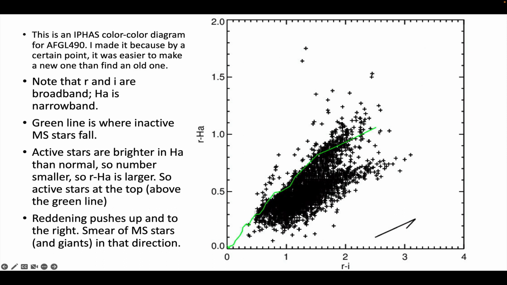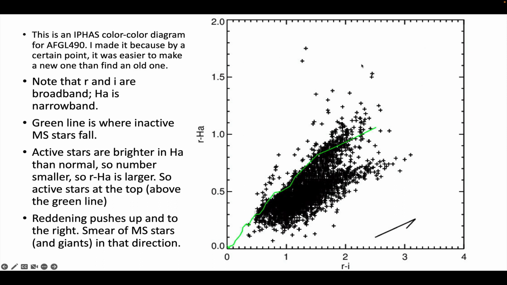The green line is where the inactive main sequence stars fall. These are all the stars in the field for a different NITARP team from AFGL 490. These guys here, the giants, the ones that are after the main sequence, kind of live around here. But this smear right here, you can see it's parallel to the reddening vector. This smear right here is reddened background giants. This smear right here is main sequence stars that are reddened.